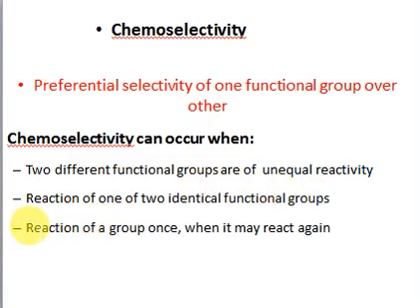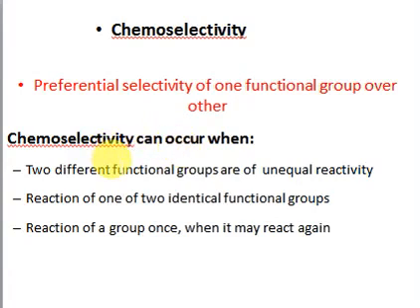The third possibility is that the reaction of the group can occur twice, right? But we want to react it only once. So there is a functional group that can react twice. For example, a primary amine can undergo double alkylation because this primary amine has two hydrogens which can be replaced. But you want to replace only one of the hydrogens, so you want the functional group to react only once. However, it may react twice, right? So these are the three cases in which chemoselectivity occurs.